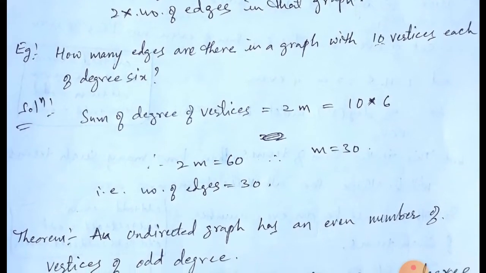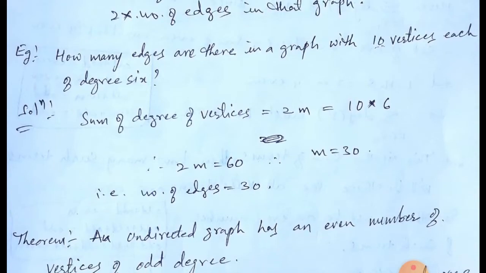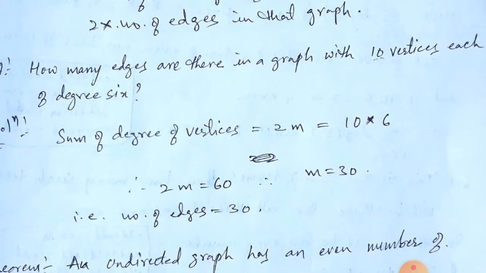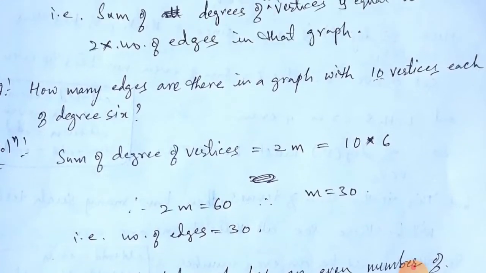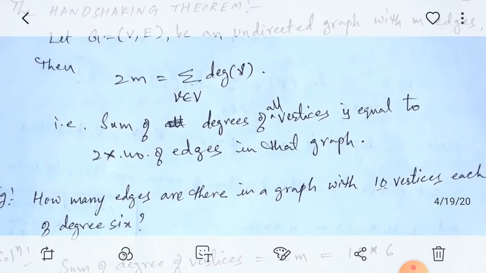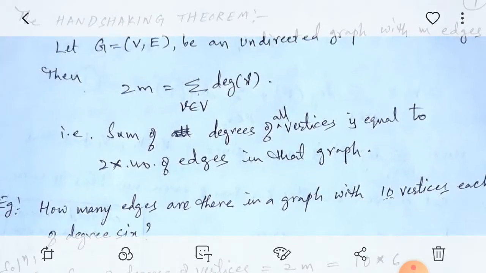Now observe, there is a question: how many edges are there in a graph with 10 vertices, each of degree 6? What is given here? The total number of vertices, mod V, is 10, and each has degree 6. Each vertex has degree 6. That means the sum of degrees of vertices is nothing but 2m from this theorem, so 2m is equal to the sum of the degree of all vertices.